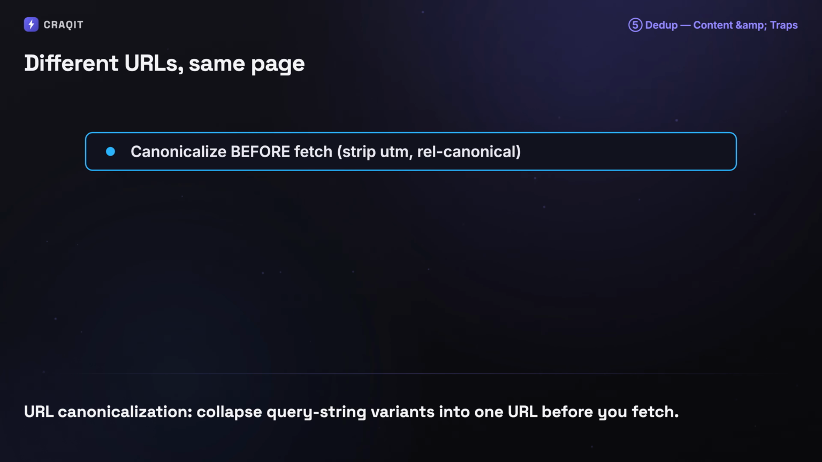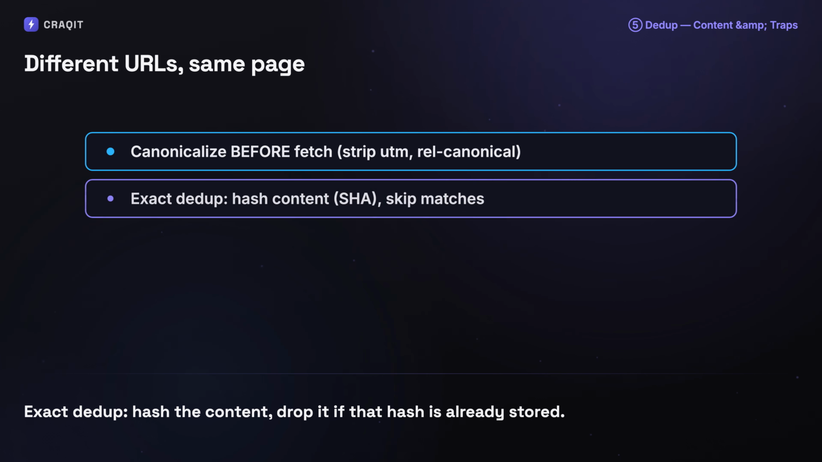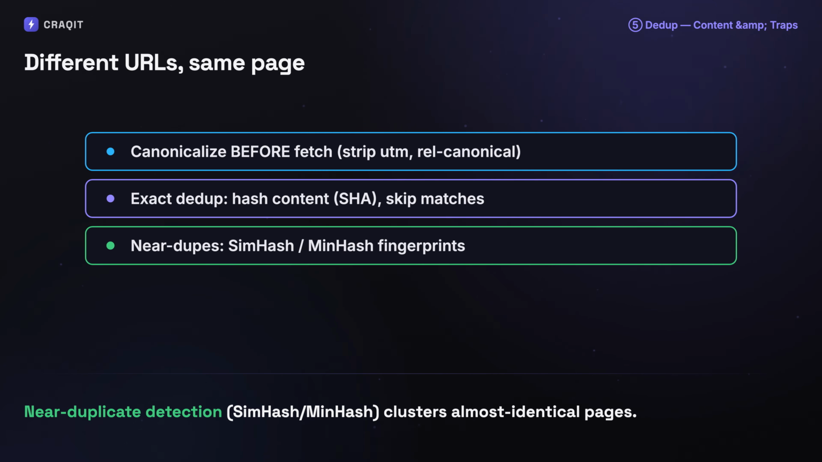Second, exact content dedup. After fetching, hash the content with something like SHA-256 and check whether you've stored that exact hash before. If so, drop it. Third, near duplicate detection. For pages that are almost but not quite identical, techniques like SimHash or MinHash produce a fingerprint where similar documents get similar fingerprints, so you can cluster and skip near-dupes. Mentioning near-dupe detection, not just exact hashing, is a strong signal. It's a genuine web-scale problem.